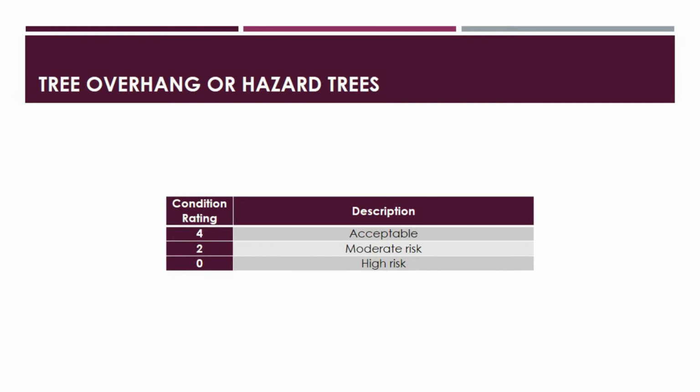The second category is tree overhang or hazardous trees. For a rating of 4, it means that the overhangs are acceptable with no risk due to tree overhang. For a rating of 2, it means that there is a moderate risk due to overhang or hazardous trees, and it requires closer attention. And lastly, for a rating of 0, it means that there's a high risk for tree overhangs or hazardous trees, and this requires immediate attention.